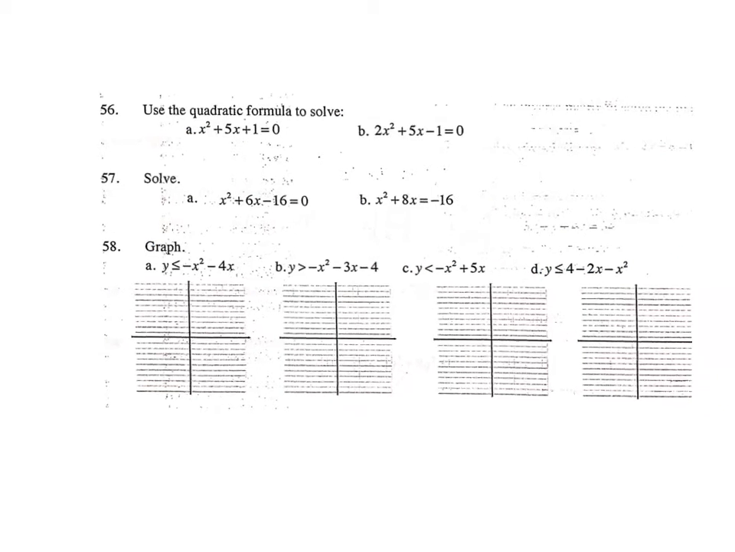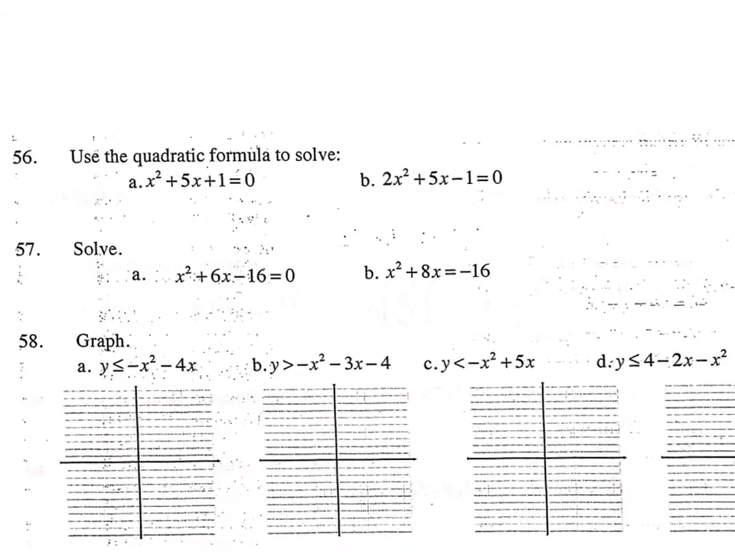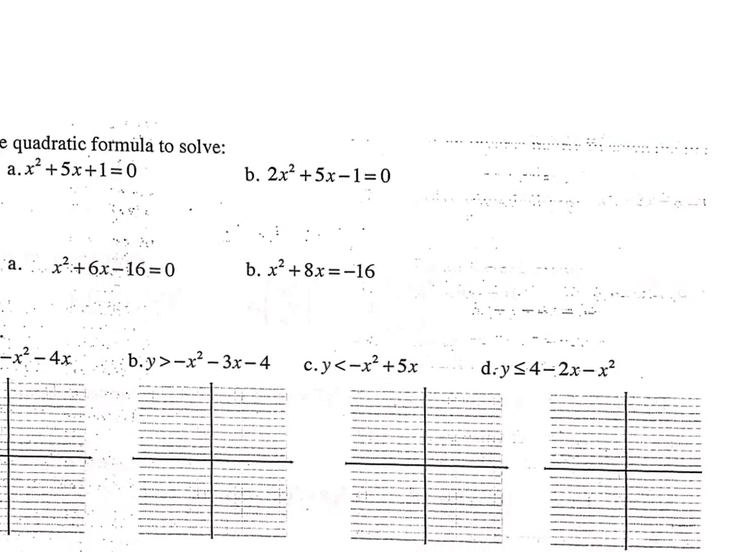56, use the quadratic formula. I'm going to do B because it looks a little tougher. You can go back and do A. Quadratic formula looks like x equals negative b plus or minus the square root of b squared minus 4ac all over 2a. So I'm just going to fill that in.